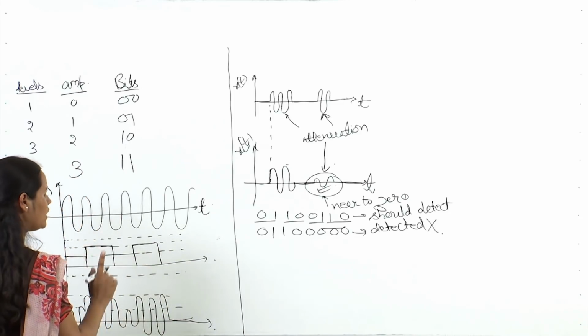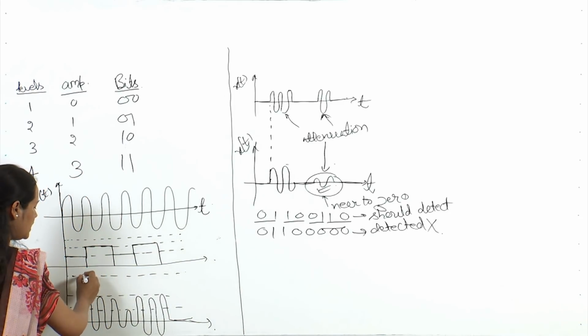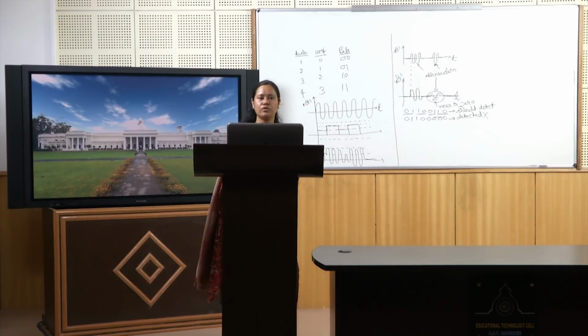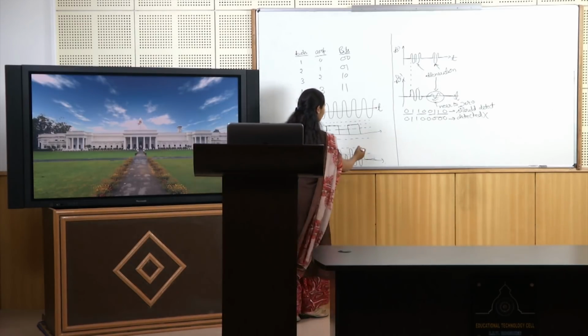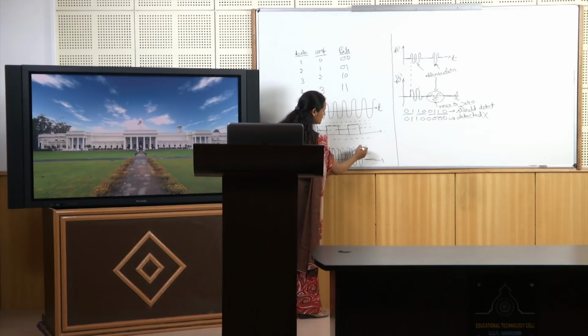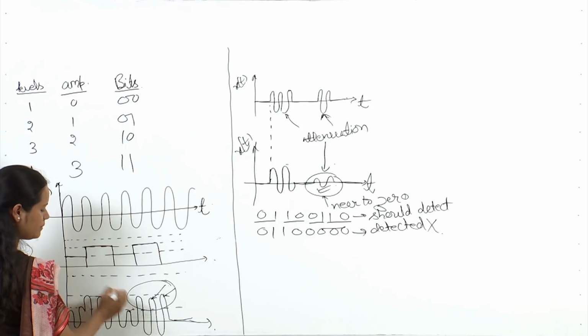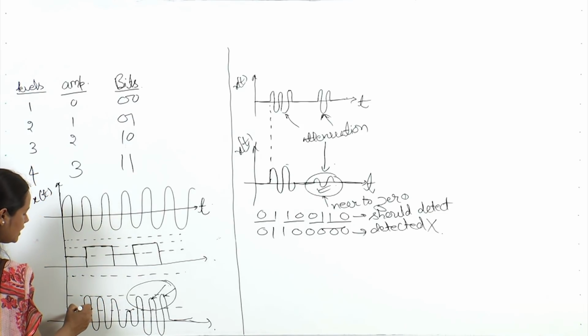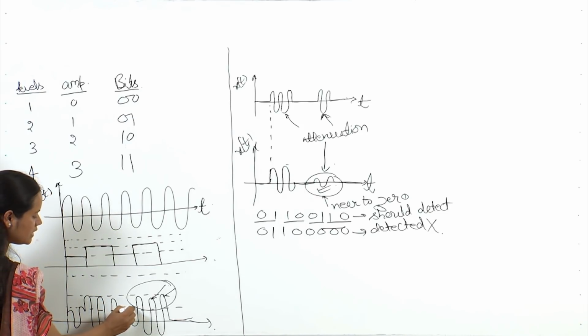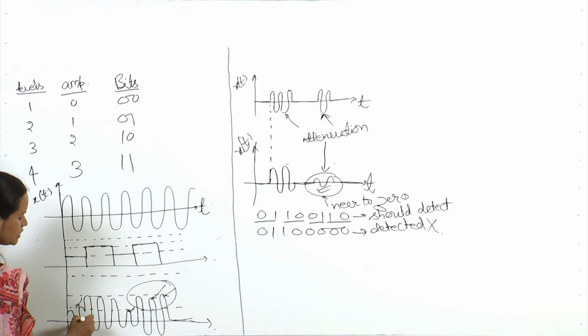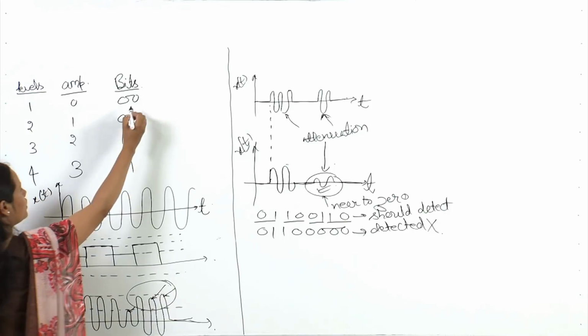So it is 4 level. Now what is the problem here? Detection is even more difficult here, because we have 4 levels, and if any multipath comes into picture, then it will impact this portion. This portion can easily be mistaken for this path. Similarly, if this is facing attenuation, the smaller amplitude can go near 0 and it can be mistaken for this form.